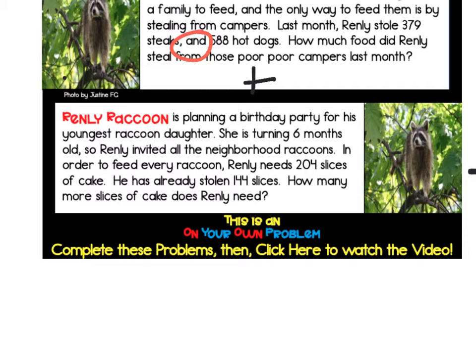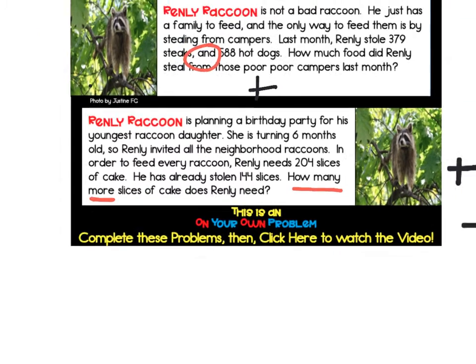Well, the key is right here when it says how many more, right? That means we're going to do subtraction. And we're going to take the 204 that he needs all together for all his friends that are invited to his daughter's birthday, and how many he's got already is 144. So we're going to subtract that to find out how many more he needs to steal, right?